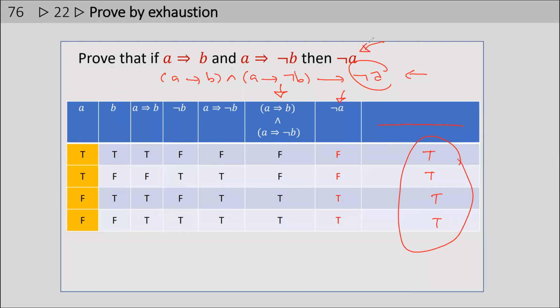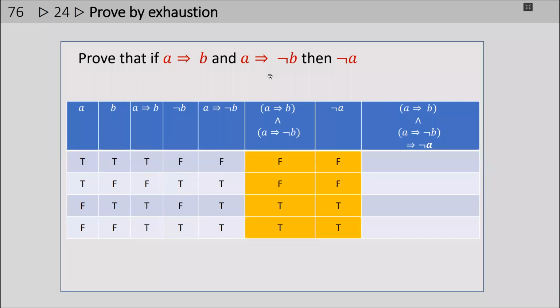So now we considered all the possible cases for the values of A and B, and we proved that this statement is true at the end. When A is true and B is true, it is true. When A is true and B is false, it is true. When A is false and B is true, it is true. When A is false and B is false, it is true. So for all cases it is true, which means that this is a valid conclusion.